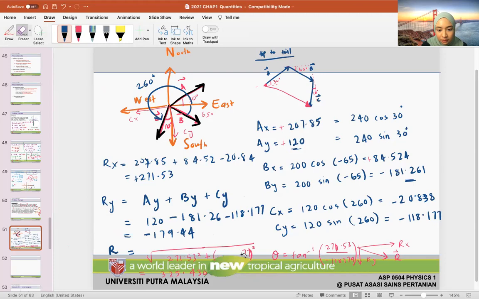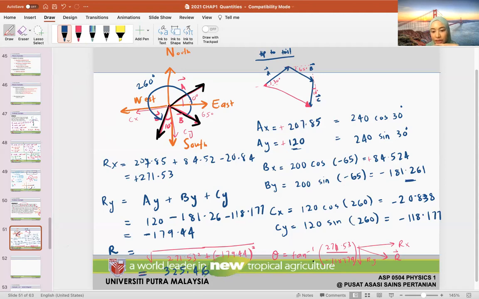Okay. 179. Oh, salah nombor. Okay, tapi equation betul. Cara awak letak tu tadi betul. Okay, so jawapan R apa? 325.46.